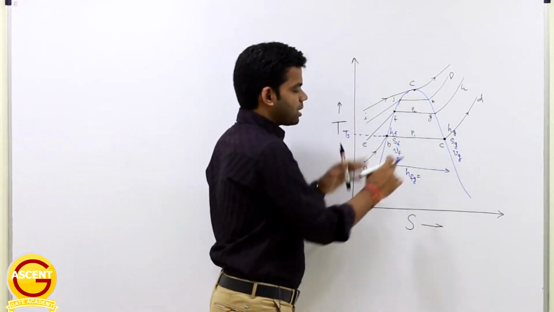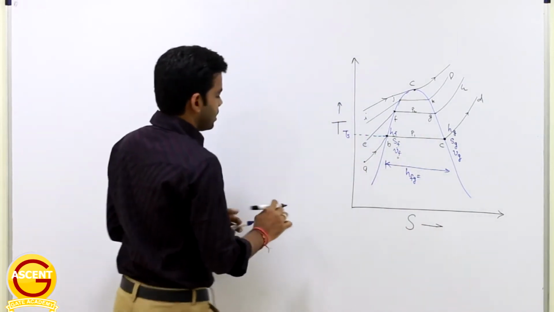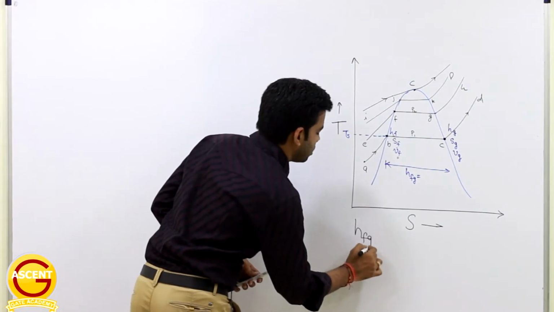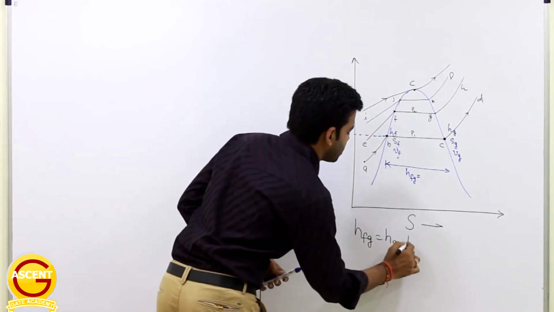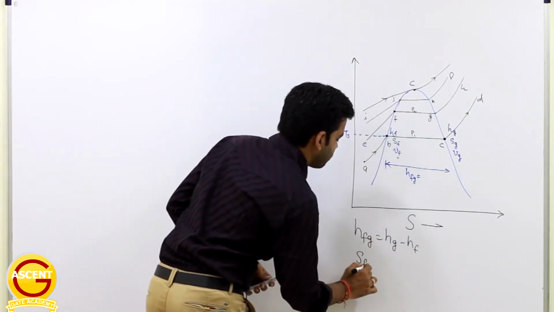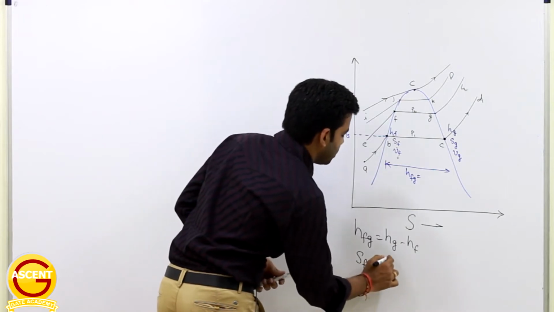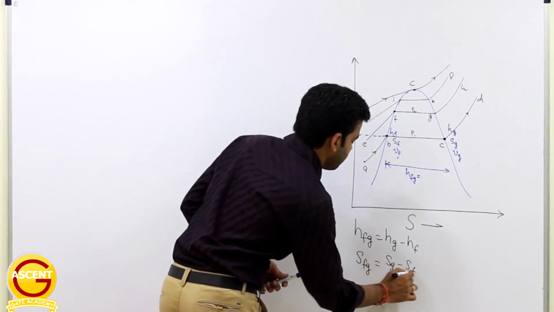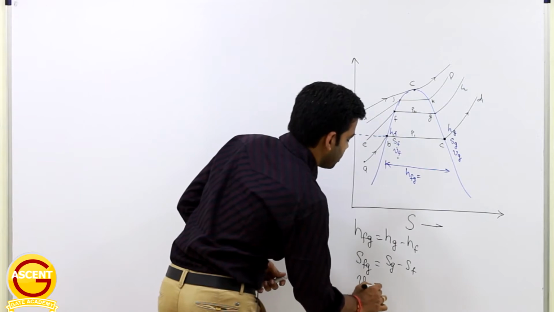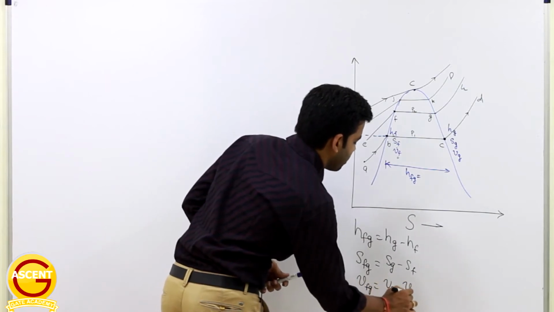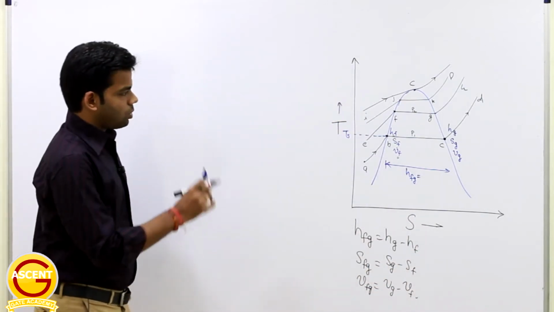The difference between the two enthalpies is nothing but HFG, and this HFG is equal to Hg minus HF. Similarly, the difference between entropies, SFG, is Sg minus SF, and VFG is Vg minus VF. Getting this? So I think all these things are clear.